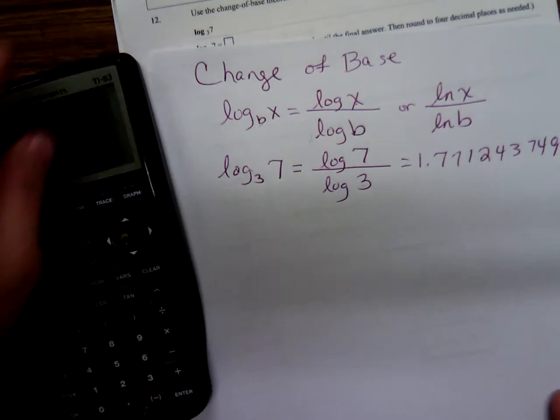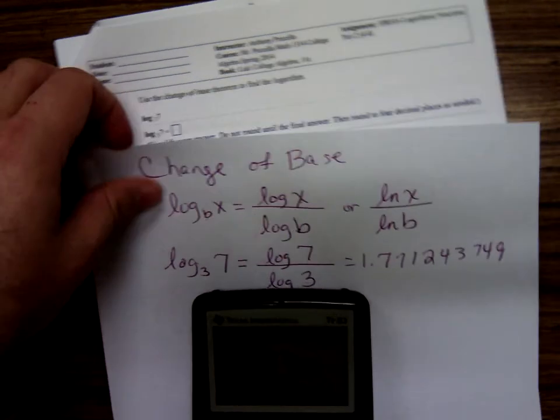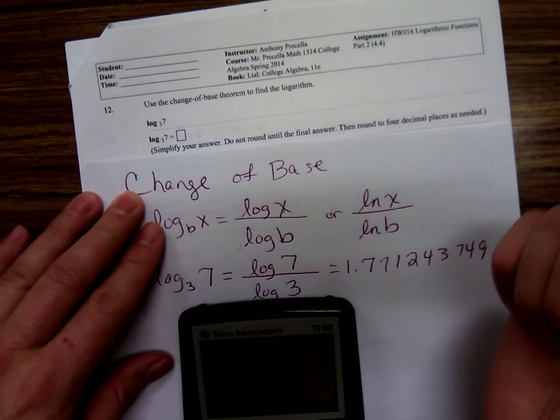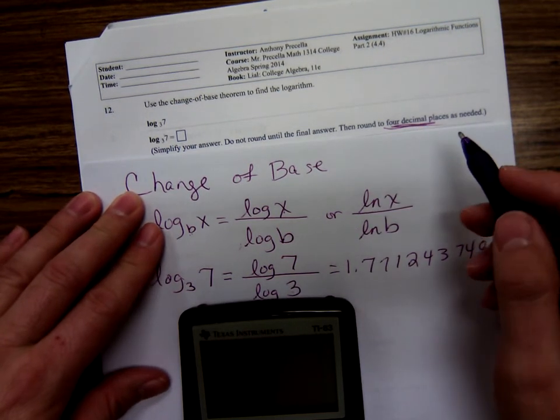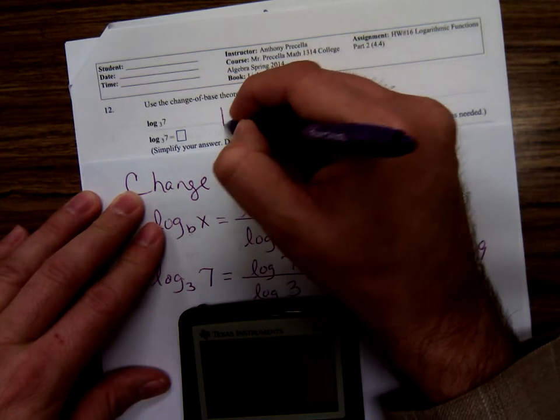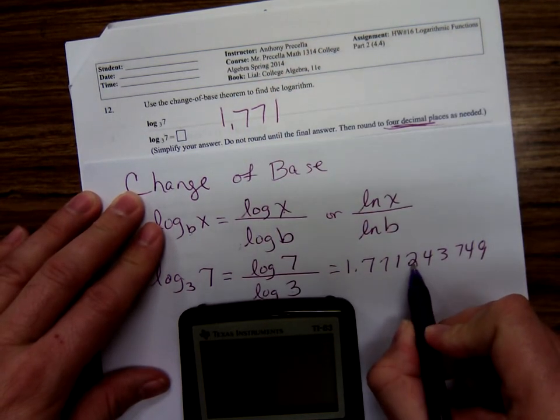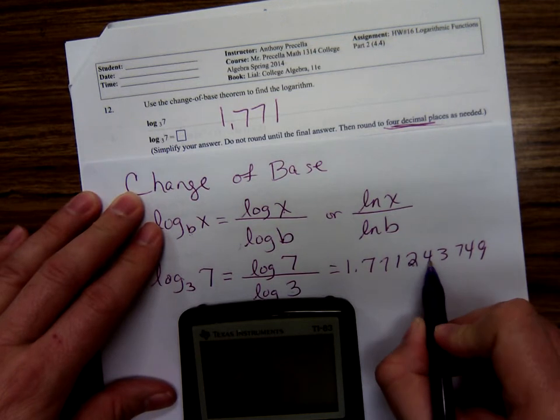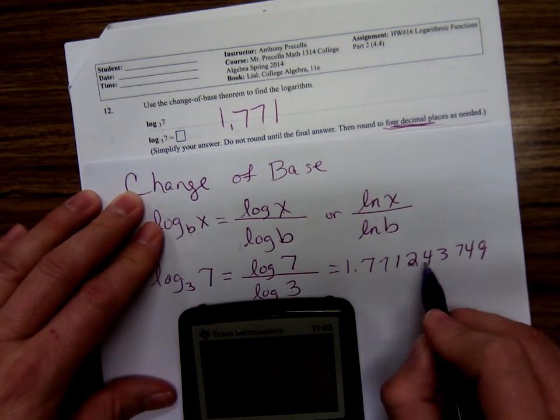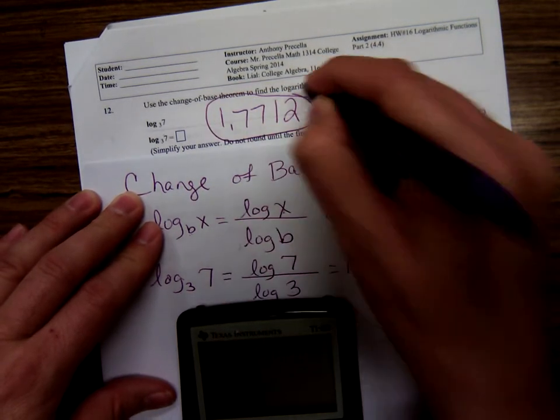We were told on this problem to round our answer to 4 decimal places. So log base 3 of 7 is 1.771 and then a 2. Do we leave this 2 as a 2 or make it into a 3? Well, we leave it as a 2. If the digit after it is a 5 or larger, you round up. Otherwise, you just drop everything after it. 1.7712.